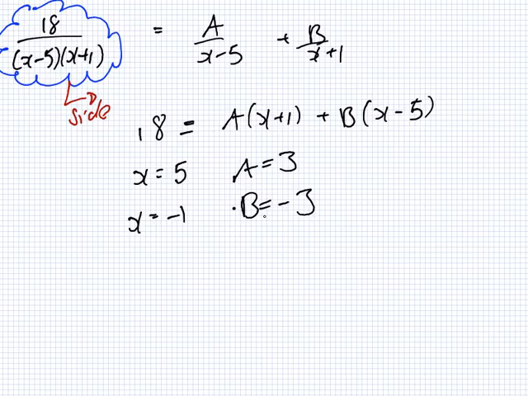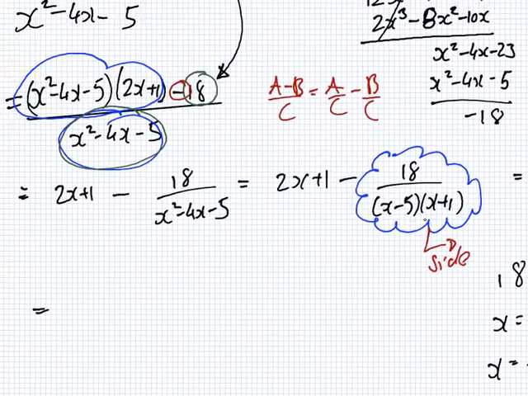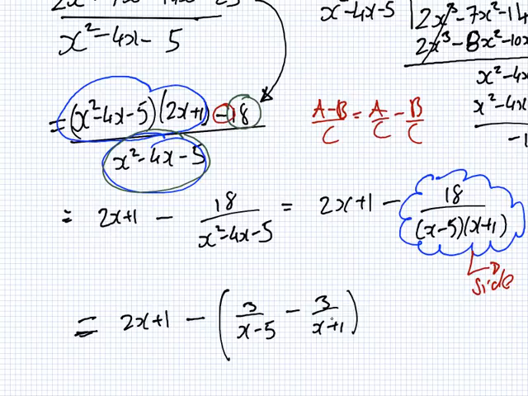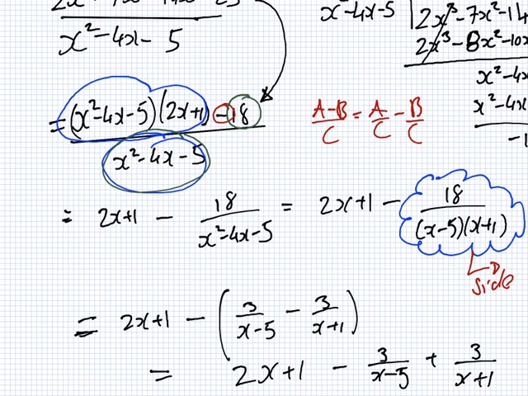3 and minus 3. So then you go back to here and you can say this is equal to 2x plus 1 minus 3 over x minus 5 minus 3 over x plus 1. So the final answer is 2x plus 1 minus 3 over x minus 5 plus 3 over x plus 1.